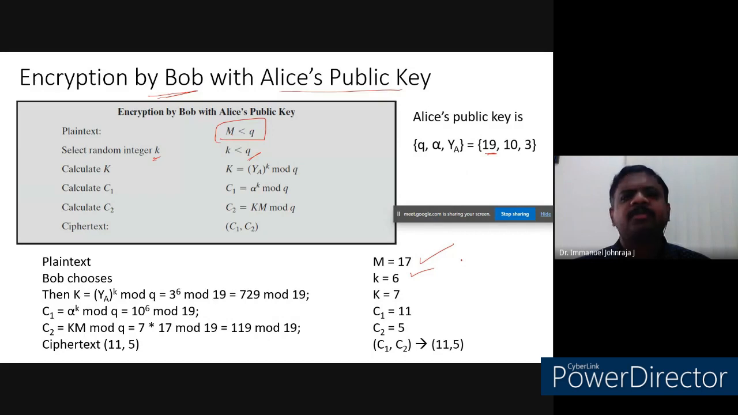So he chooses k as 6. This is not a primitive number. It's a random integer. It could be 7 or 8 or anything, but it should be less than 19. In our example, we choose it as 6. So far, this is easy.